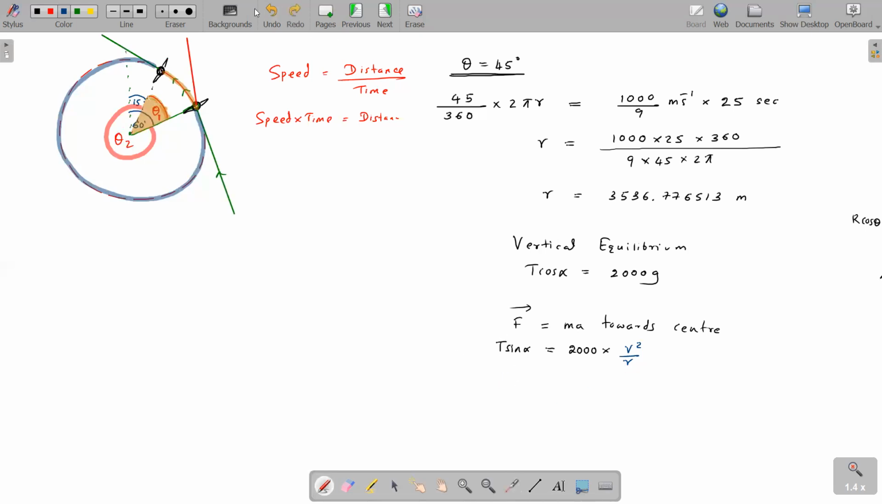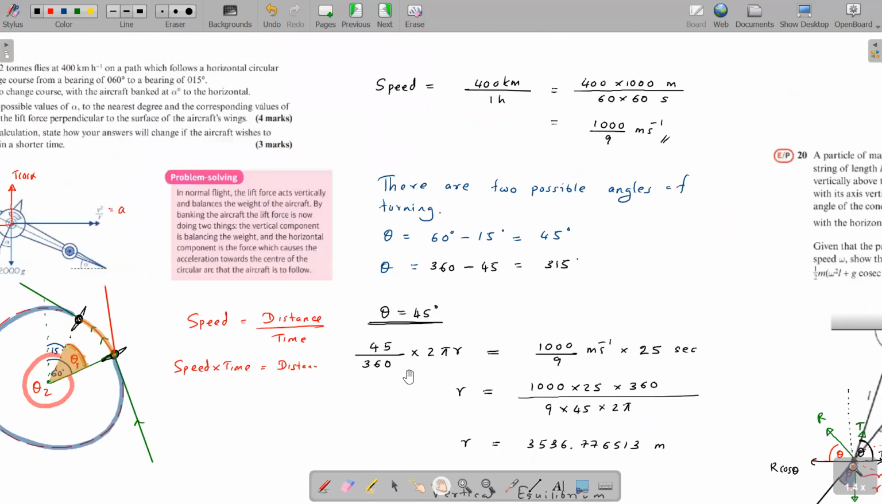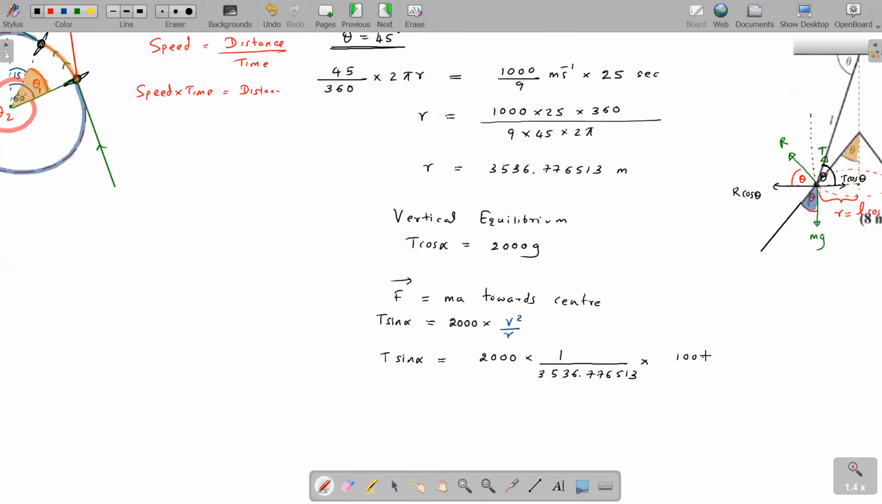I mean, T sine alpha equals 2000 over the radius, 2000 into v square over r, where the radius is 3536.776513. I'm just using the full value. You can put the answer from the calculator into v square. So v is 1000 over 9, so 1000 over 9 square. Okay, guys, at this point don't type it in the calculator. I just want to find the alpha value.